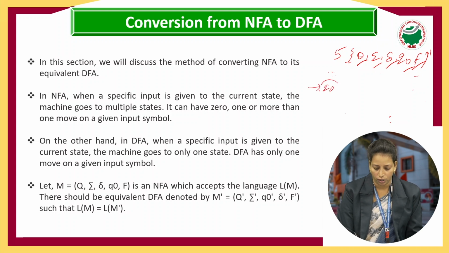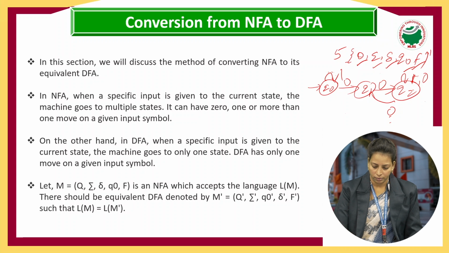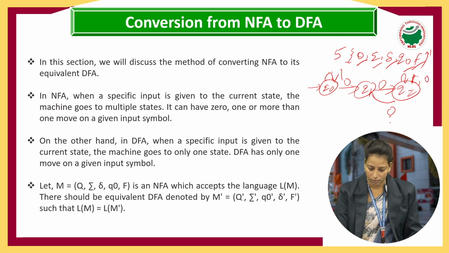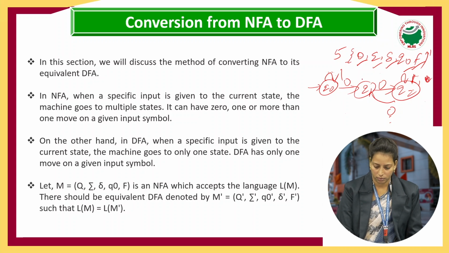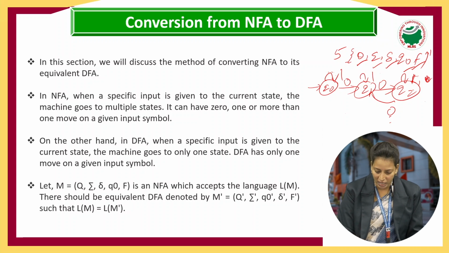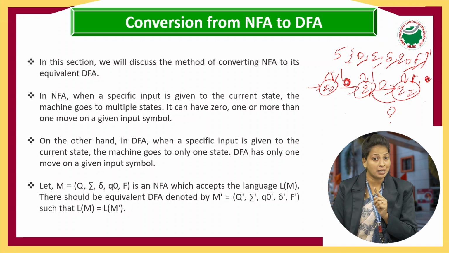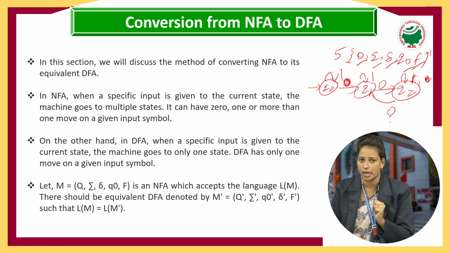Let us consider one example with states Q naught, Q1, Q2 and inputs 0, 1. When a specific input is given to the current state, that means Q naught of 0, the specific input is 0. Q naught of 0 goes to Q1. That means the machine goes to only one next state. But in case of NFA, it goes to multiple states. That is the main difference.